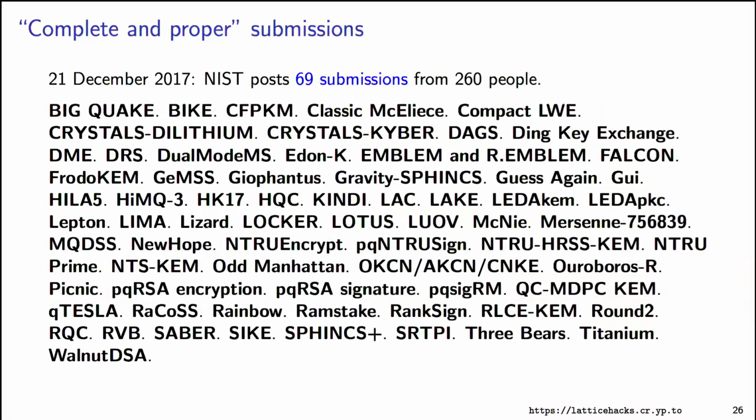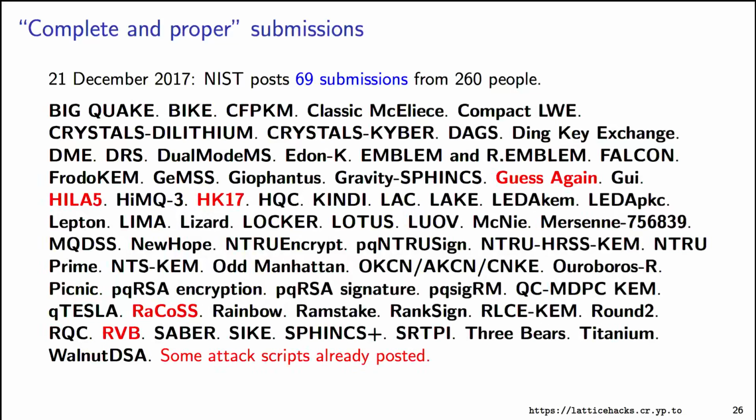So we'll be hearing quite a bit more about these submissions, not in this talk, but over the next few years as people study the security of these and figure out, are these things that we can actually trust to protect our data against a big quantum computer. They only posted 69 instead of the 82 that they received because they said, well, the other 13 were not complete, not following the rules. So we're down to 69 submissions a week ago. And now we're down to actually somewhat fewer submissions. So there's some that I've put in red here.